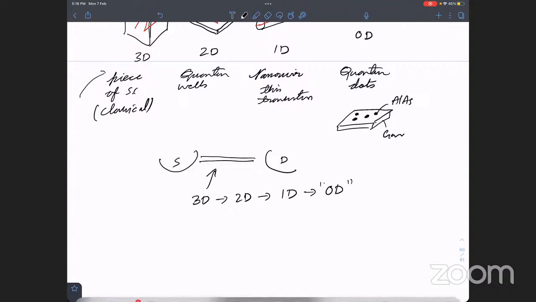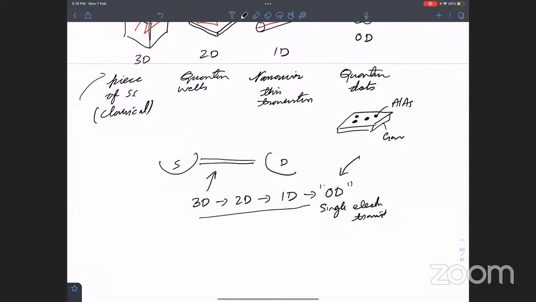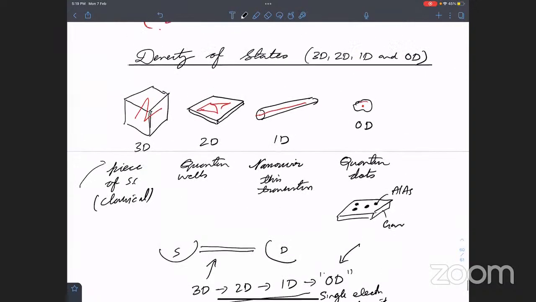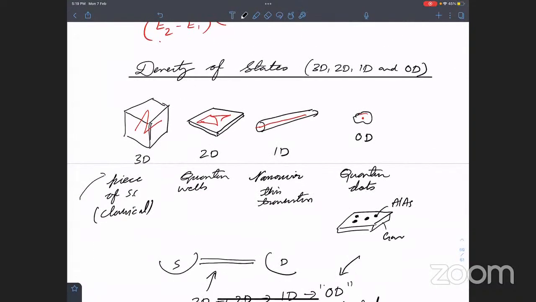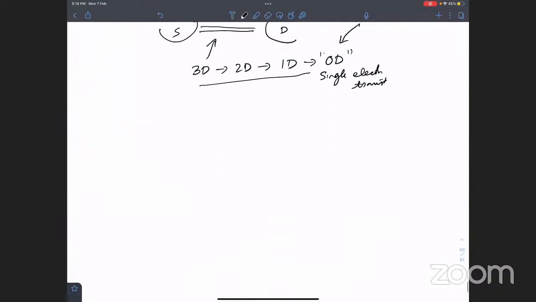So this is a regime of single electrons, single electron transistors, and so on, right? Very interesting stuff. This is where the more you go, the more quantum your device starts behaving. So okay, I hope everybody understands the idea of what 3D, 2D, 1D, and 0D quantum systems are. Now let us come to the idea of density of states.